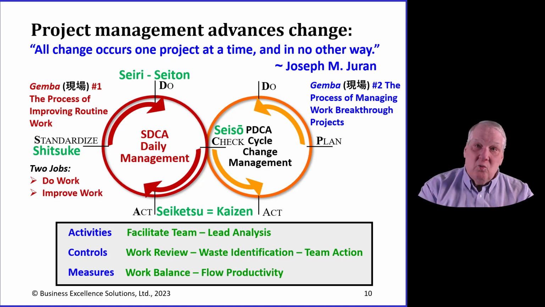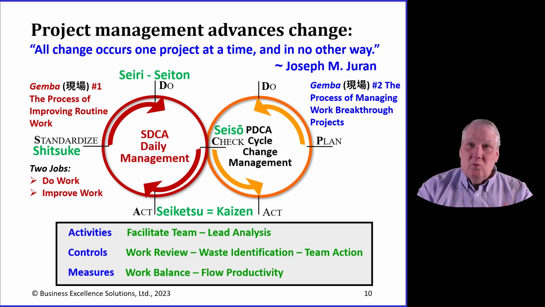When we see things that we can do within our budget, within our decision rights, those are improvements that can be made by a lean team in the SDCA cycle. And it doesn't require management approval. And then after they've done that, then they go to the standardized step, which is called Shitsuke. And Shitsuke actually is meaning to teach and motivate the workers on what they have to do. And that's all a part of standardization.